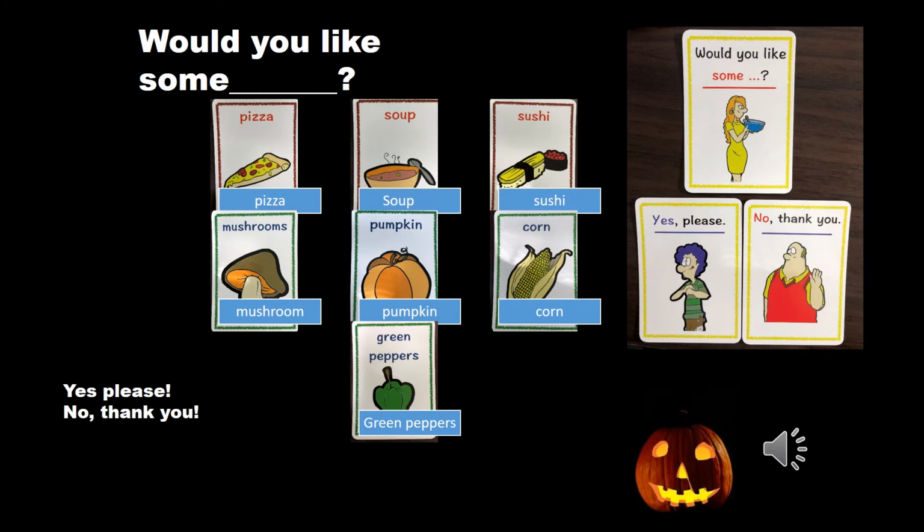Then you can throw in some other things. If you're familiar with Japanese food, ask, would you like some natto? They may say yes, please, or no, thank you. Would you like some umeboshi? Yes, please, or no, thank you. At the end of the month, you should test your students. Get them to ask you, would you like some whatever they want. But they have to remember how to ask politely.